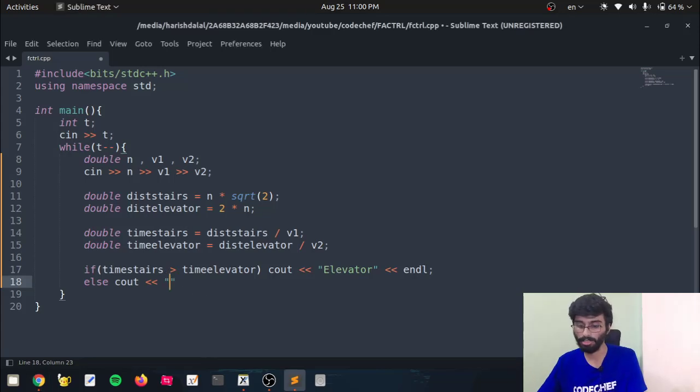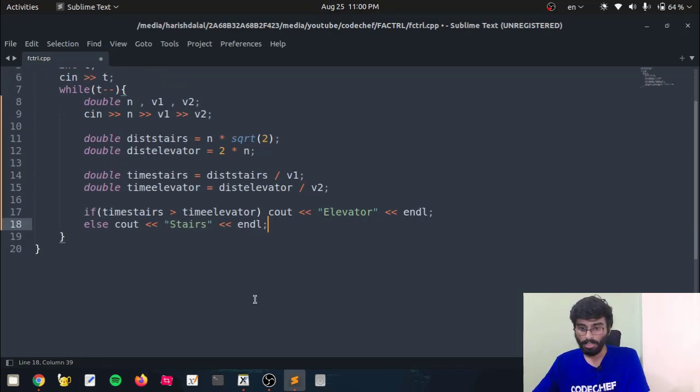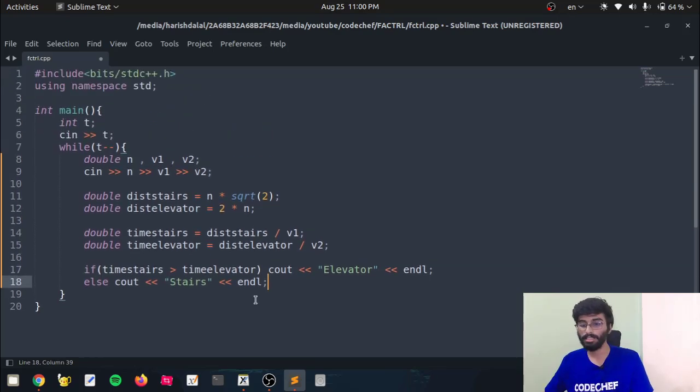You can copy the spelling of elevator and stairs, don't make a mistake here. The case is that they both cannot be same, because the distance for stairs is always irrational and the distance for elevator is always rational, so the time can never be same, either of them will be greater.